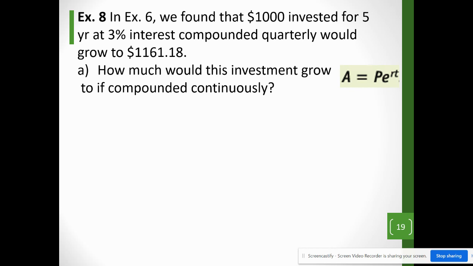In example 6 earlier, we found out if 1,000 is invested for 5 years at 3%, compounded quarterly, so compounded 4 times a year, it will grow to 1,161.18. We did that earlier. Now, how much will this investment grow to if it gets compounded continuously? So my amount, I'm just going to say, I start with 1,000 times e to my exponent. The rate is 3%, so 0.03. And then my t, my years, is 5.